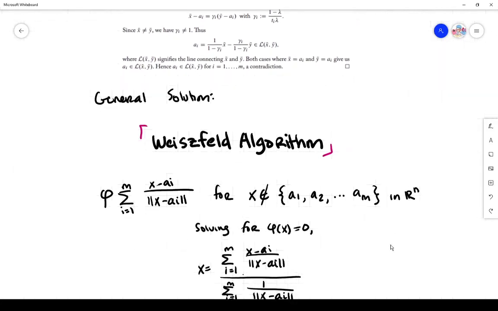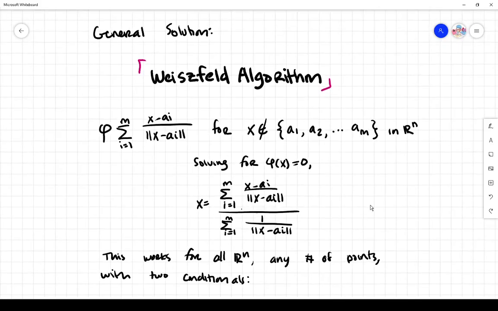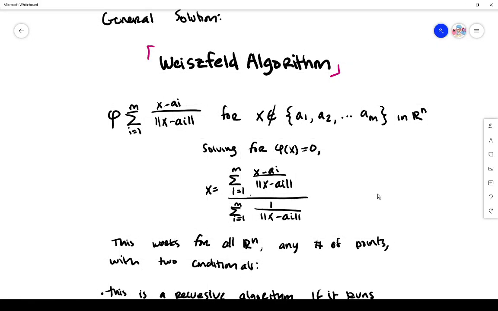The general solution is something called the Weiszfeld algorithm, and I'm going to set the stage for this a little bit, because my colleague Cyrus will be later talking about how to solve this with Excel, which is super neat, but I'm not looking into that.